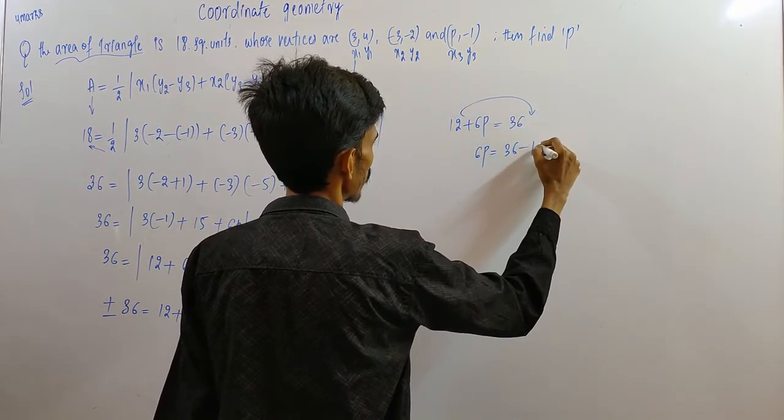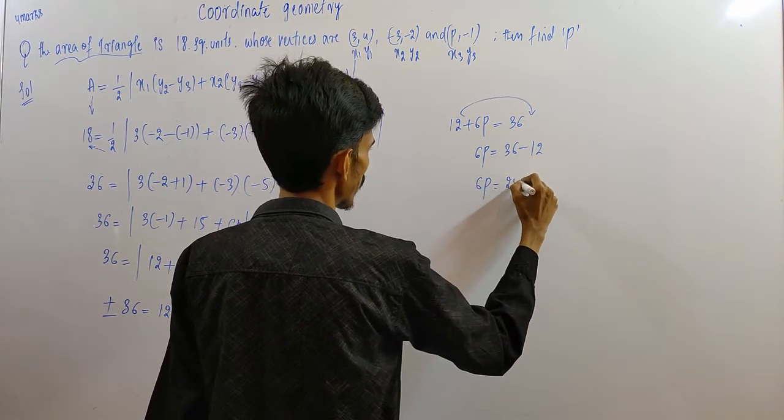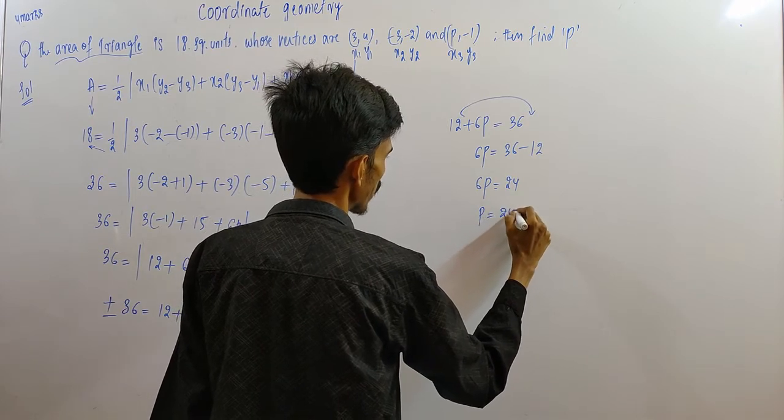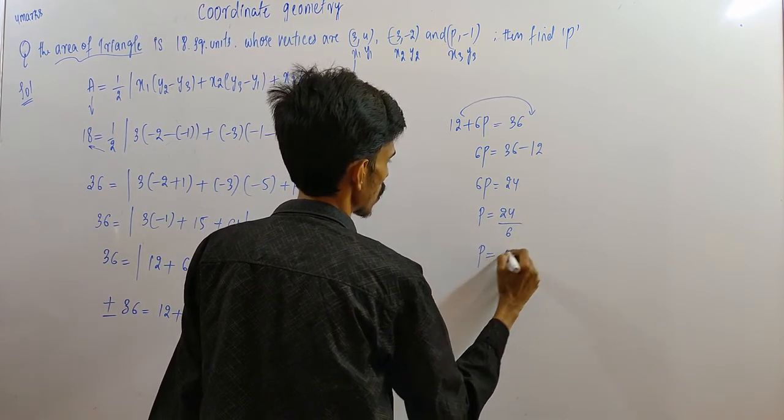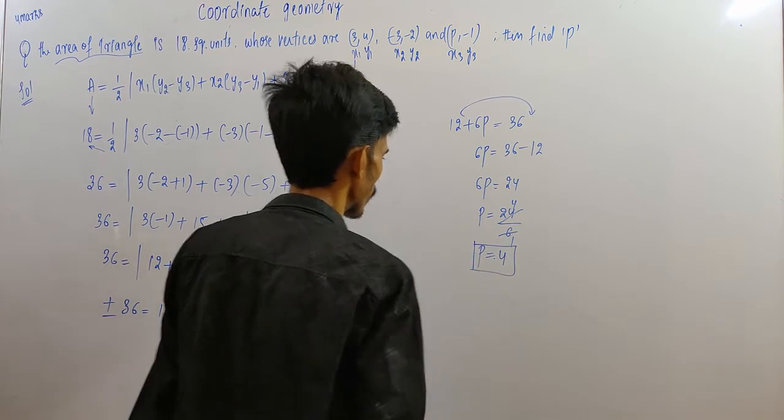Send this here, it will become -12. So we have 36 minus 12, we have 24. So the p value will be 24 divided by 6. 6 fours are 24. So we have the p value as 4.